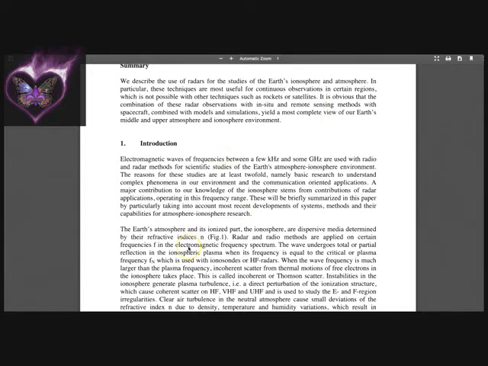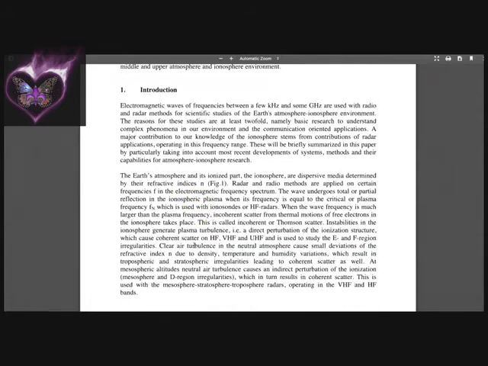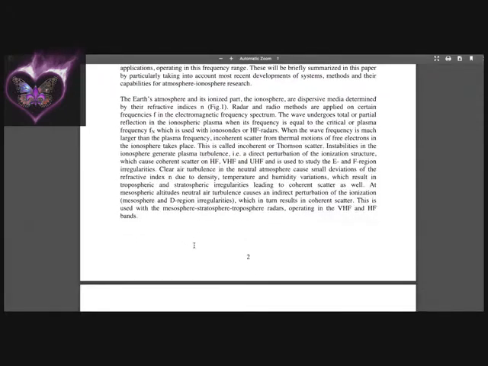The Earth's atmosphere and its ionized part, the ionosphere, are dispersive media determined by their refractive indices.